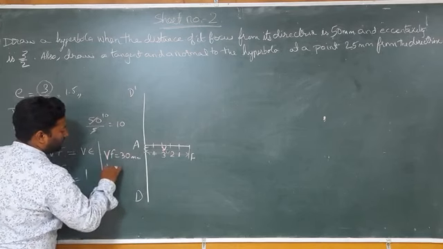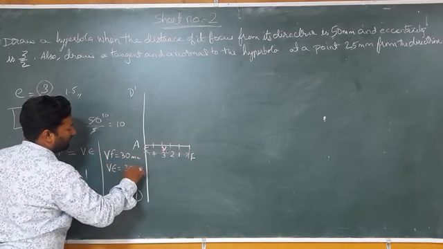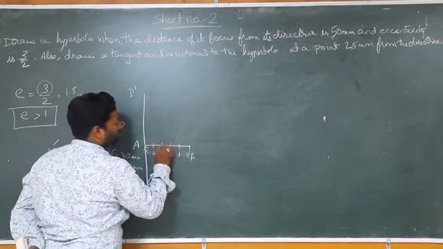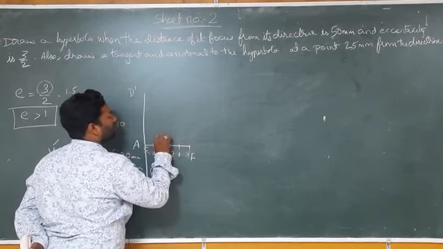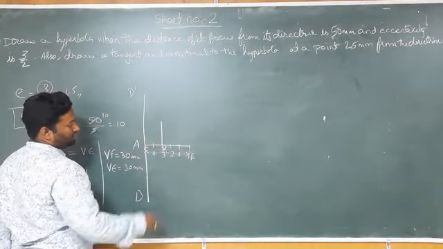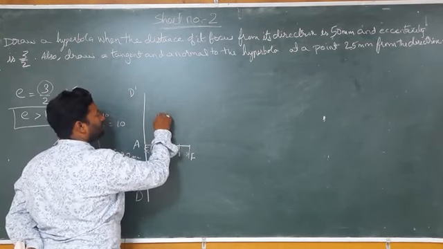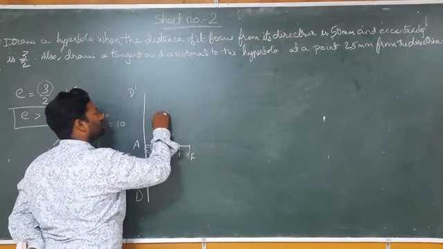So then we know that VF is 30 mm. From here we will draw a perpendicular line that should be equal to VF. So VF is equal to 30 mm and VE should also be equal to 30 mm.